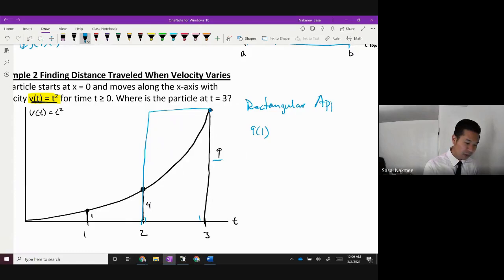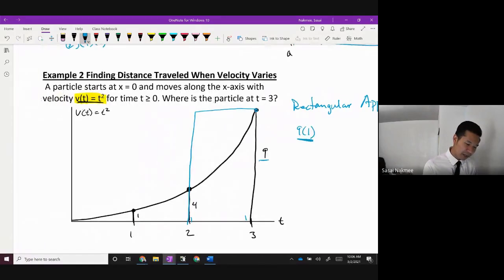So this is my first approximation, my first rectangle. The second approximation I'm going to have is right at this point. Boom. This has a height of 4 and a base of 1. See that? All right, are you guys able to see what I'm doing here? I'm making a rectangle based off of these heights.